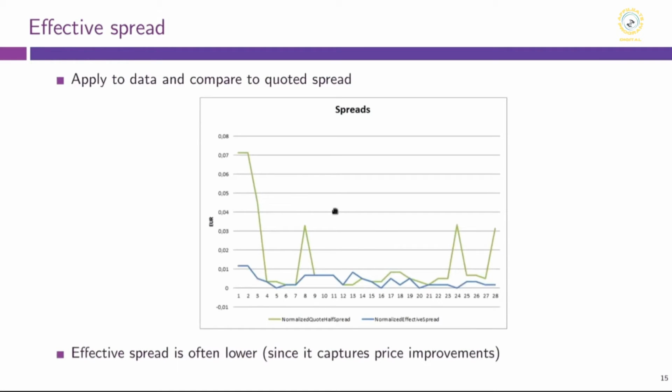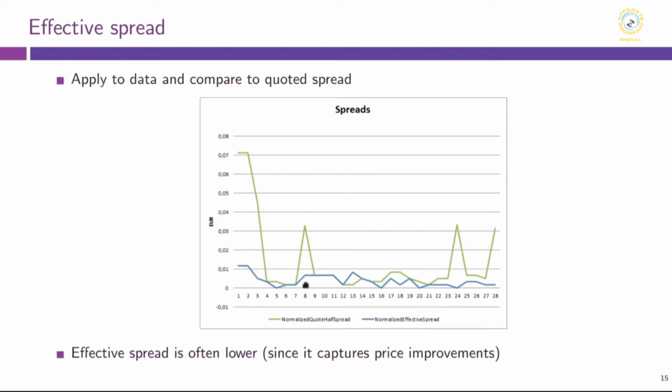Going back to our example, if we estimate the effective spread together with the normalized spread, and we'll say that both of these are half spreads, so that they are comparable, we'll get a graph like this. So here green is the normalized quoted half spread, our first measure, and the blue is the normalized effective spread, so the measure we've just seen. And you can see that since it captures price improvements, it does not have this outlier for the first 3 transactions, and so the spread is actually a lot more uniform.